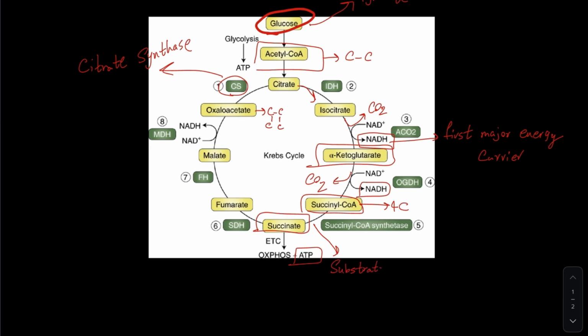Substrate level phosphorylation. This process is done with the enzyme succinyl-CoA synthetase. Now step 6. Succinate is oxidized into fumarate. Instead of producing NADH, this step generates FADH₂.